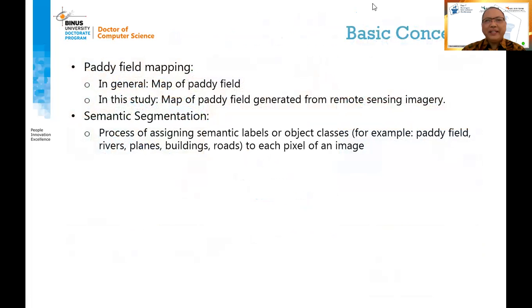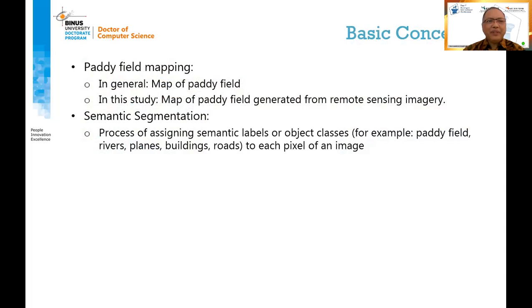So let me start with the basic concept. Paddy field mapping in general is a map of paddy fields. This map is typically generated manually or partially. But in this study, the paddy field map will be generated from remote sensing imagery.